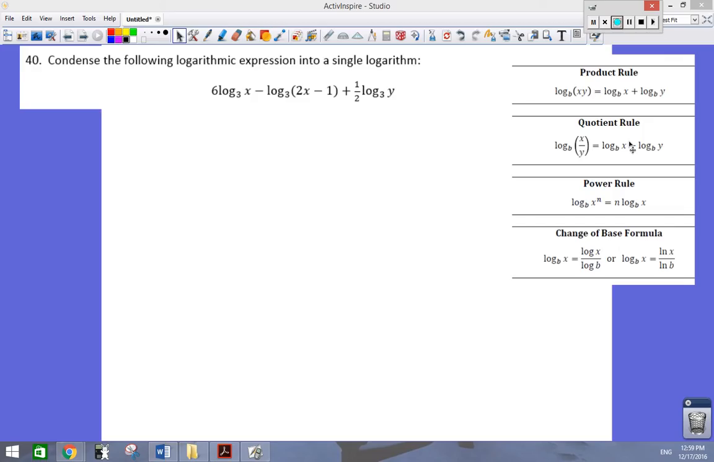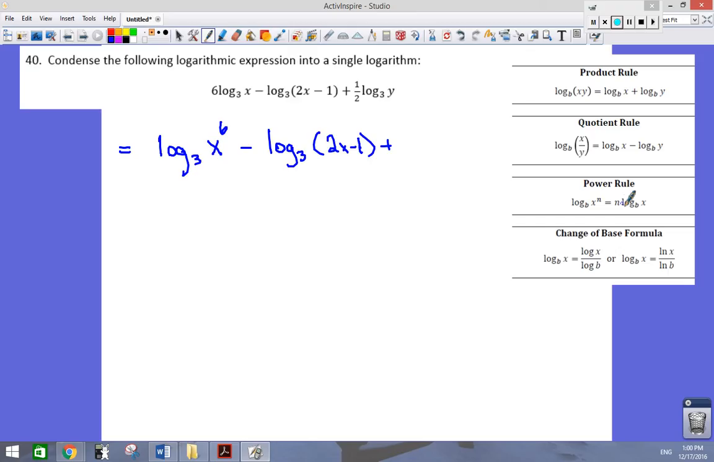I cut and pasted the properties of log functions that you really need to know and be aware of in this skill packet for most of these problems. Specifically for this one, they want us to use these properties to write this as a single logarithm. So the first term here, by the power rule, I can take that coefficient 6 and move it up as an exponent. So I've got log base 3 of x to the 6th minus log base 3 of 2x minus 1.